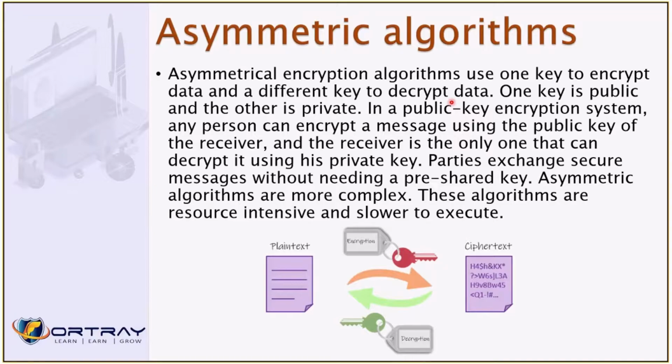Okay? One key is public and the other key is private. In the public key encryption system, any person can encrypt the message using the public key of the receiver. And the receiver is the only one that can decrypt using the private key. So parties exchange secure messages without needing a pre-shared key. They do not actually share any pre-shared key beforehand, like in the previous symmetric.